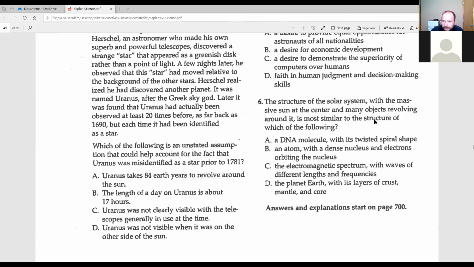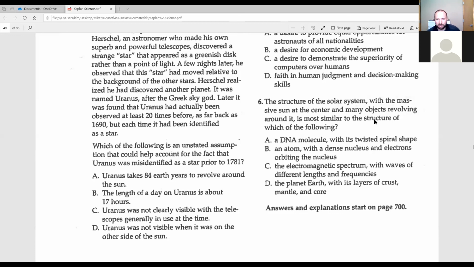A, the DNA molecule with a twisted spiral shape. So you've seen a picture of a DNA molecule, right? Maybe like a twisted ladder. So does that sound similar to the structure of the solar system where you have a big, massive sun and stuff orbiting around? Not particularly. So A doesn't seem right.